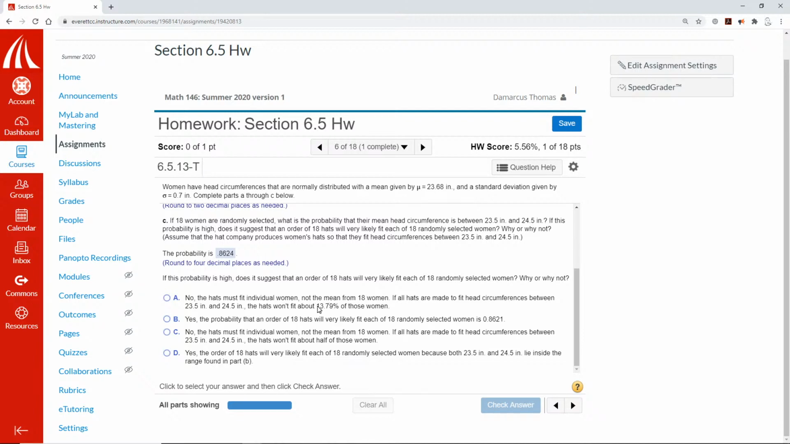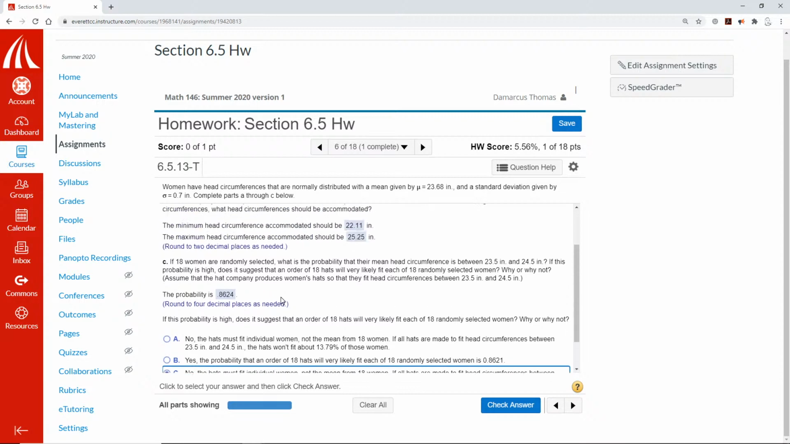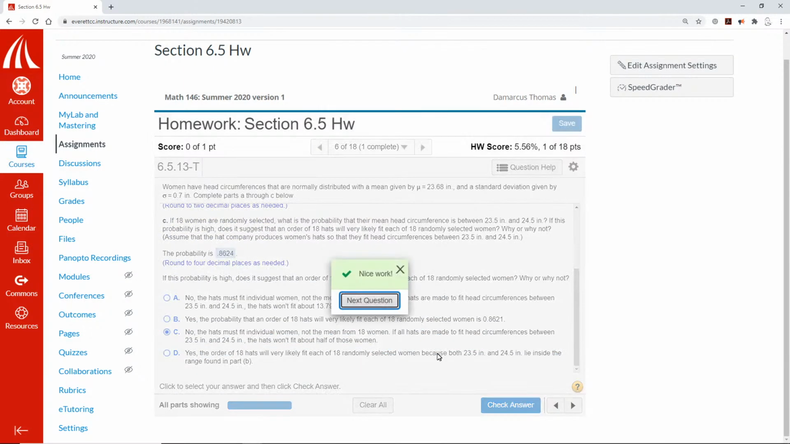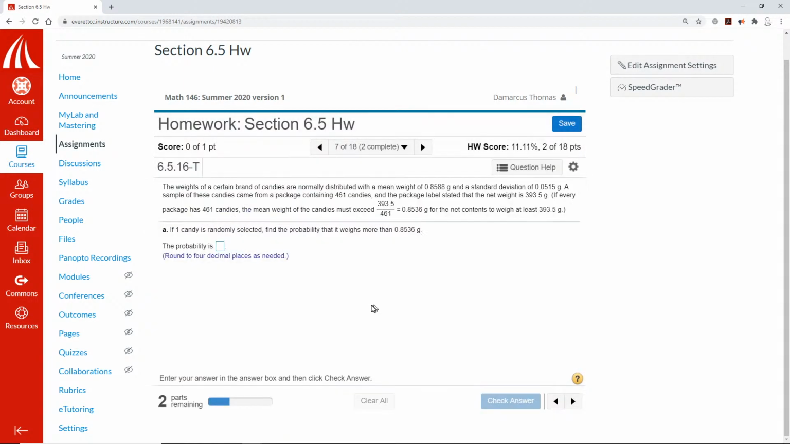And here's the thing. When it says the hats won't fit about 13.70%, that's 13.70% of the mean group. So for that reason, I'm going to go with C. C just seems like a solid choice. When we talk about individual women, it's true that about half of them will not fit between this range because we found the probability of that. Let's check, and we're right. C is good.